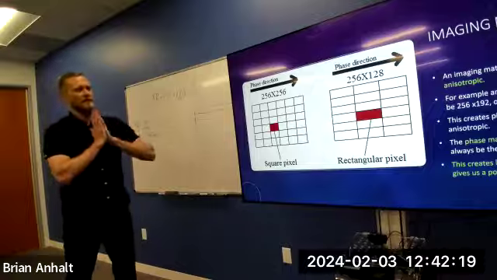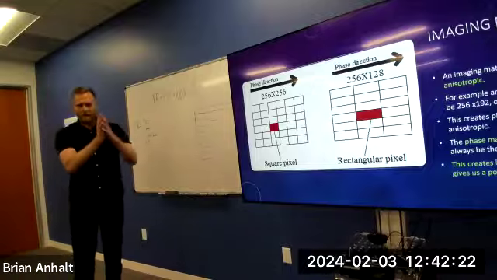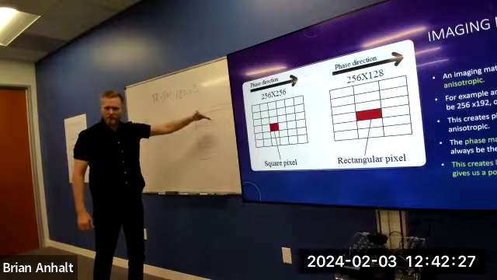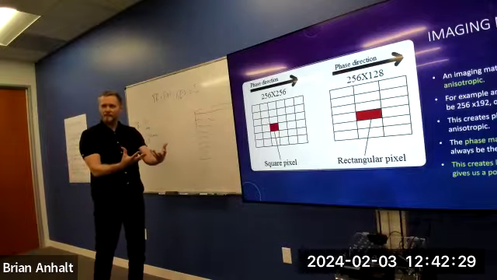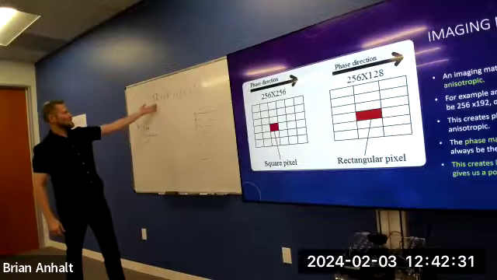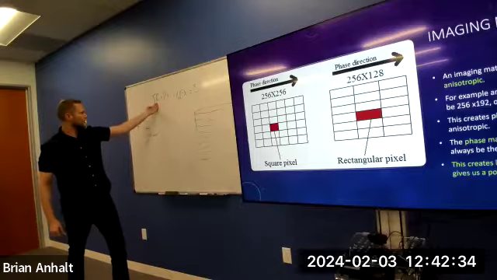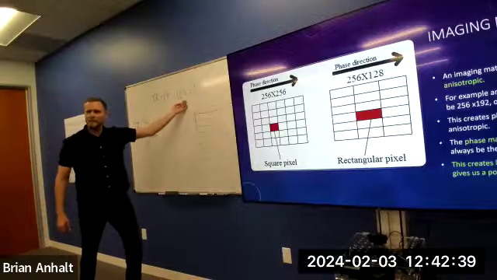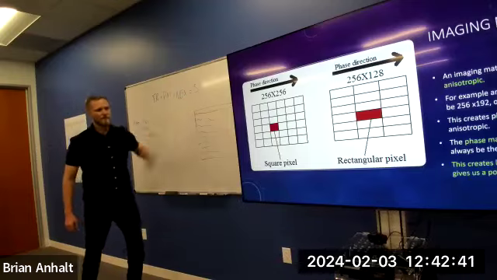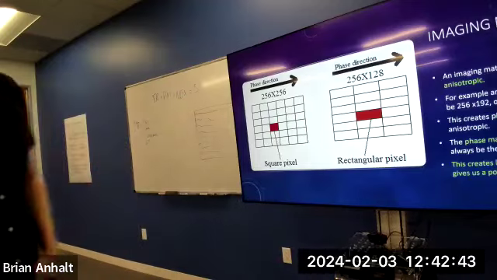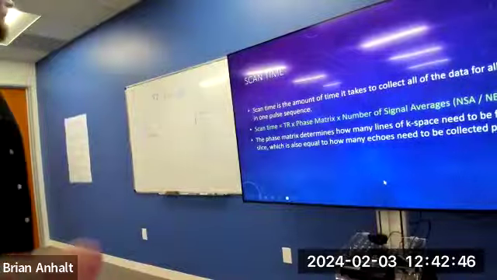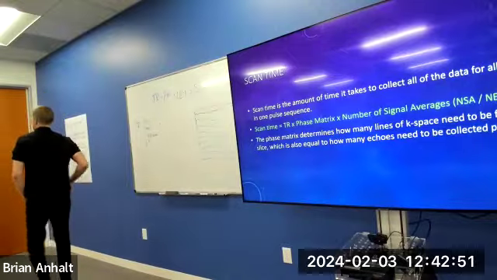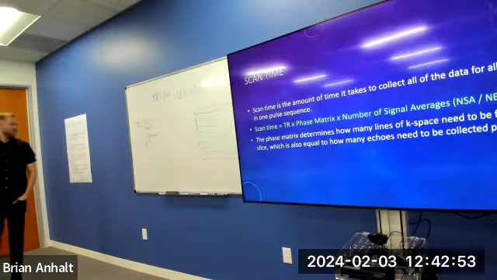So, point being, that's why your phase matrix is always going to be the one that's smaller, because it does affect your scan time. And the reason it affects your scan time is because it's directly correlated with how many echoes we need to collect. How long it takes us to collect an echo is determined by TR, right? And how many times we fill each line is determined by NEX. So we could say, like we were doing this earlier, what are the trade-offs here?